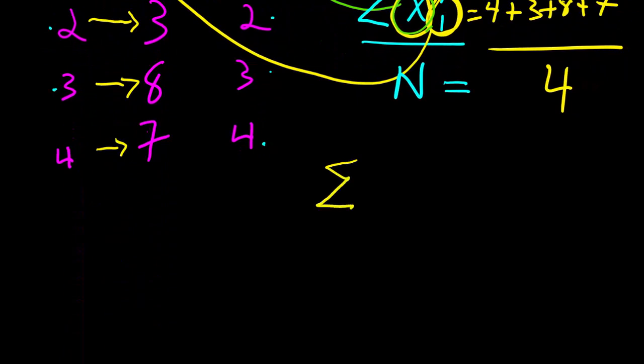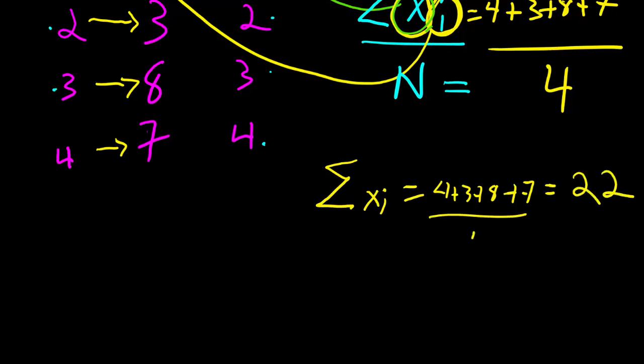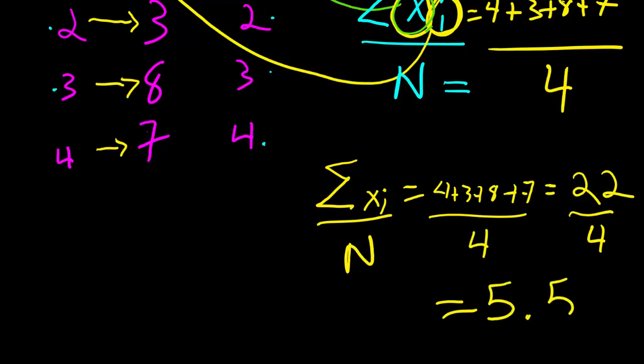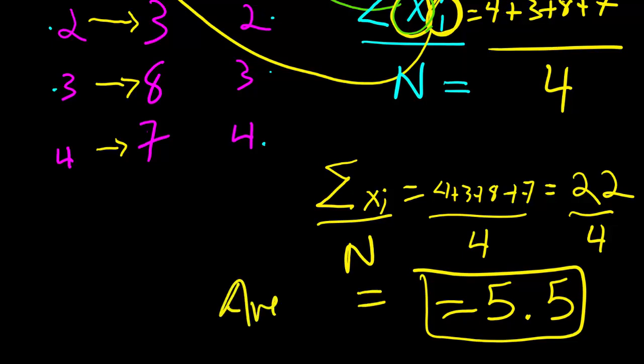the summation of x sub i, which is equal to 4 plus 3 plus 8 plus 7, is equal to what? 4 and 3 is 7, and 8 is 15, and 7 is 22, divided by n, or the total number of observations, which is 4. 22 divided by 4 is equal to 5.5. This is the same thing as the summation, which is the same thing as the average.